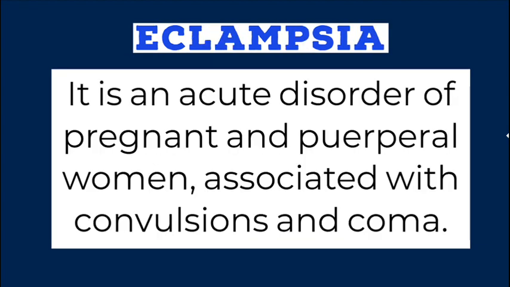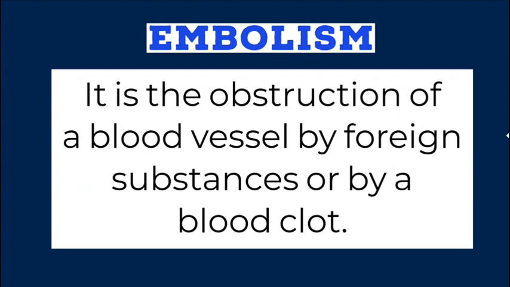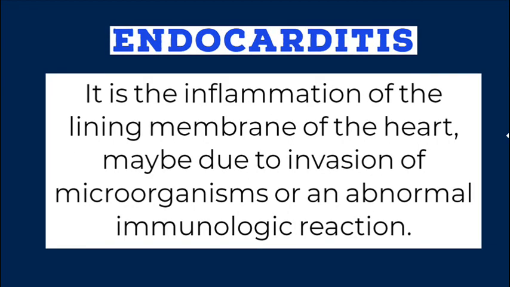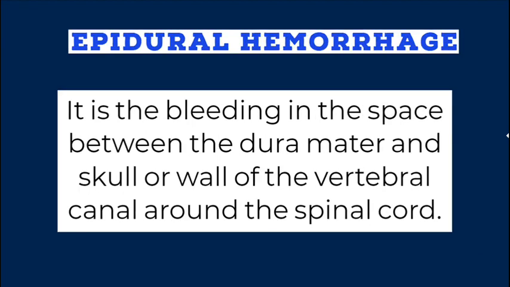Eclampsia. It is an acute disorder of pregnant and puerperal women, associated with convulsions and coma. Embolism. It is the obstruction of a blood vessel by foreign substances or by a blood clot. Endemic. It is a disease that occurs continuously in a particular population but has a low mortality rate, such as measles. Endocarditis. It is the inflammation of the lining membrane of the heart, may be due to invasion of microorganisms or an abnormal immunologic reaction.